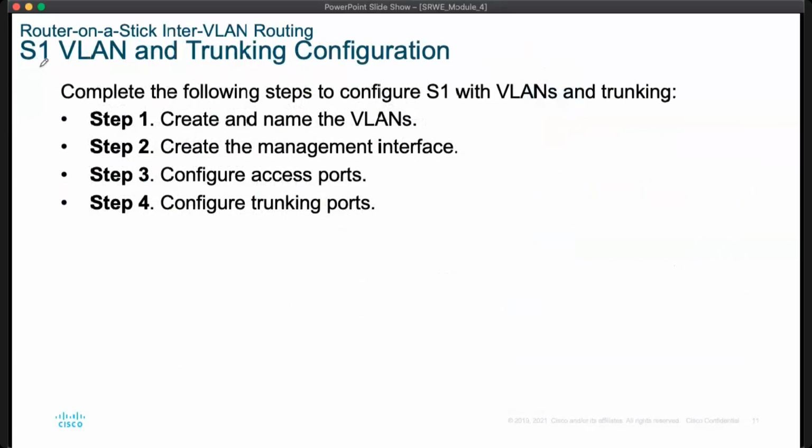Okay, S1 or switch 1 VLAN and trunking configuration. Complete the following steps to configure S1 with VLAN and trunking. Step 1, create and name the VLAN. Step 2, create the management interface. Third, configure access ports. Finally, step 4, configure trunking ports. So these are the steps.